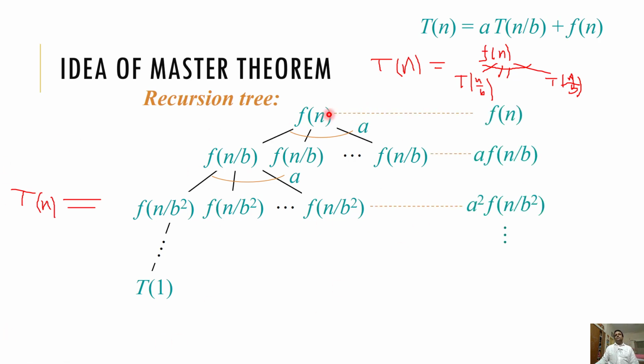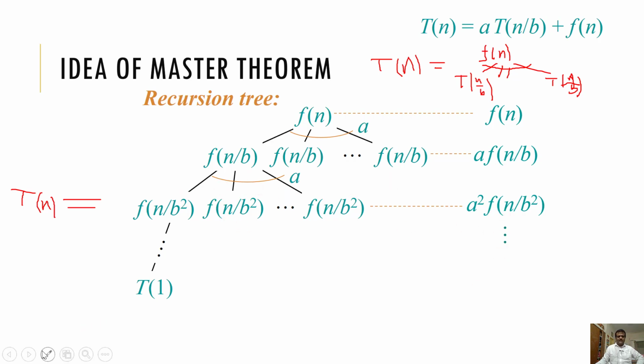So now we have to do the level-wise sum. At the first level it is f(n). At the second level it is a times f(n/b). At the next level, how many? This is a, and from each of these we have a branch, so a square in total. So, a squared f(n/b^2).